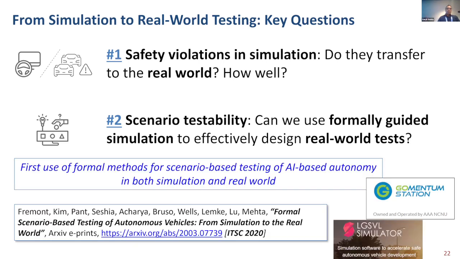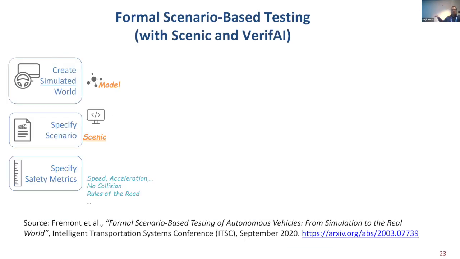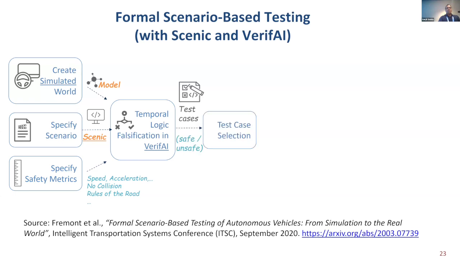This is work that we did a couple of years ago in collaboration with LG, who at the time were creating an autonomous driving simulator, and also the American Automobile Association, AAA, which runs a big test facility in the San Francisco Bay Area called Gomentum. The particular approach is shown on the slide. Step one is to create the simulated world, which is the area of Gomentum that we were doing the tests in. Specify a particular scenario in SCENIC, specify safety properties, then run our falsification algorithms and verify.